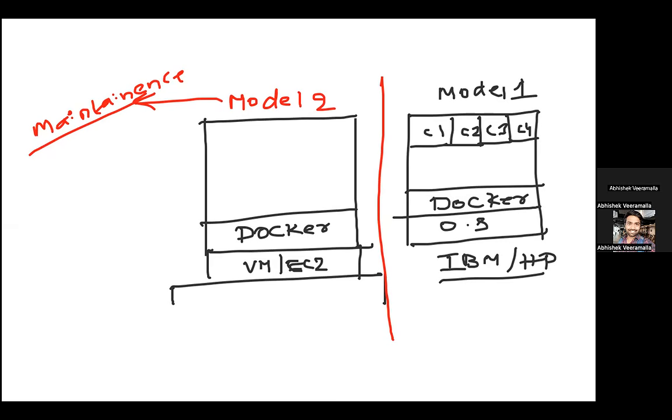So in model 2, you will have a physical server, but if you are using a cloud provider, you will not see this physical server. You will directly start from this step where you will create an EC2 instance, or where you will create a virtual machine on the Azure platform. On top of it, you will create a containerization platform like Docker or any other containerization platform. And on top of it, you will start creating containers.